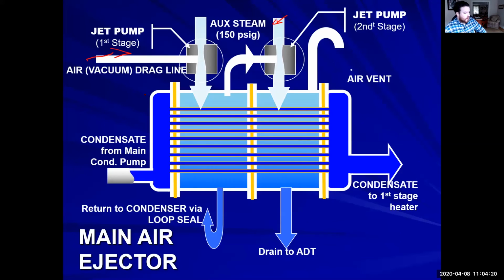Who knows where our air ejector is located on board the vessel? Isn't it next to the low pressure turbine? Yep. Where? It's next to the low pressure turbine. Or inboard upper engine room. It's inboard upper engine room. All right. So it's next to it.